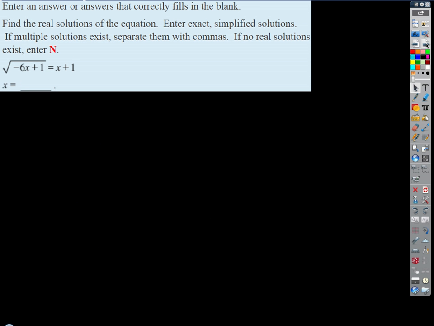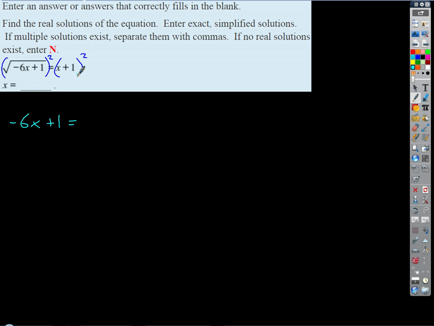Okay, this one's a little tougher. This time we do have a radical that's isolated, and so just like before, we're going to square both sides, which means I have to square everything on both sides. Square the quantity x plus 1 on the right and the square root on the left. Squaring the square root undoes the radical. So on the left side we get negative 6x plus 1.